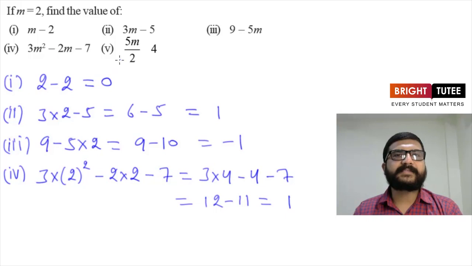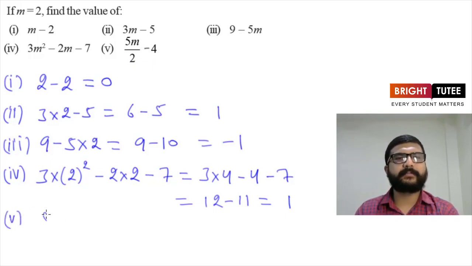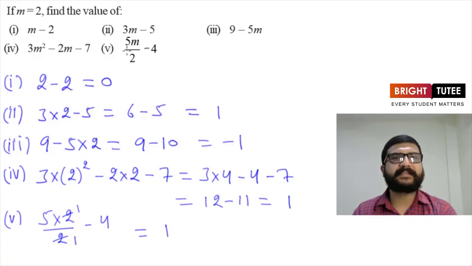Now the next expression is 5m upon 2 minus 4. So what we will do here, we will put m equal to 2. So this will become 5 into 2 upon 2 minus 4. Now we can simplify this, we can cancel this 2 with this 2. So we are left with 5 minus 4 and we know 5 minus 4 is 1. So therefore value of this expression, that is 5m upon 2 minus 4, is equal to 1 at m equal to 2.